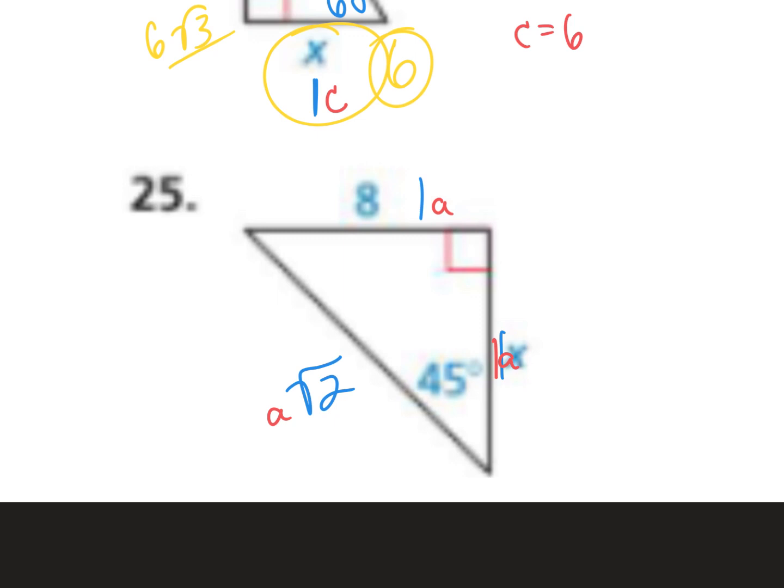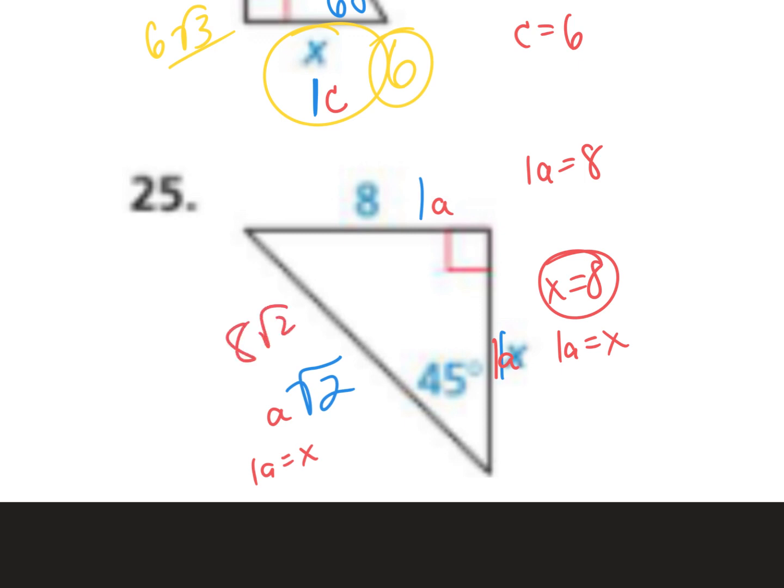So where do I have a number that I can say, oh, I can make a little equation here? So 1A equals 8. Well, down here, 1A equals what? X. So what does X equal? 8. Over here, 1A equals X, which is 8. So this is just 8 square root of 2. How do we feel? Is that different from the way you guys have seen it before? Okay. Hopefully different sticks in your brain this time.